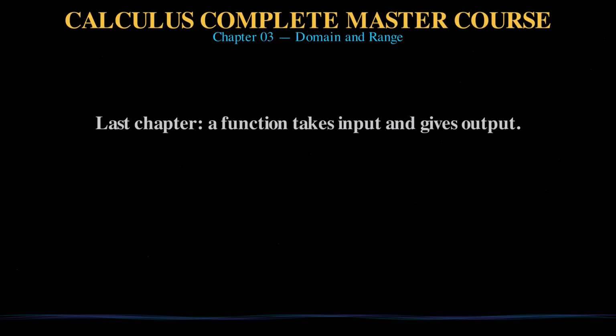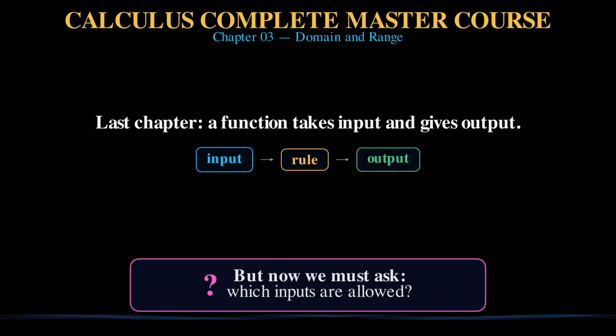In Chapter 2, we learned that a function takes an input, follows a rule, and gives an output. But that immediately creates a new question. Can every input go into a function? And once the function gives outputs, where can those outputs go? This is why we need domain and range.